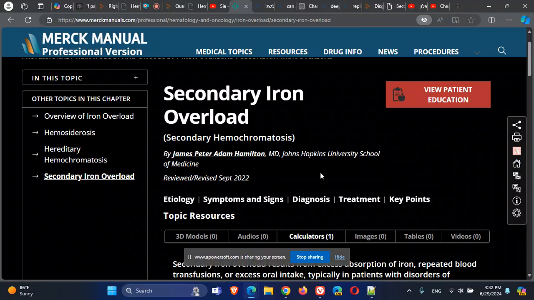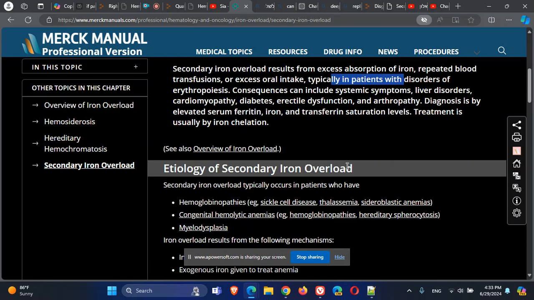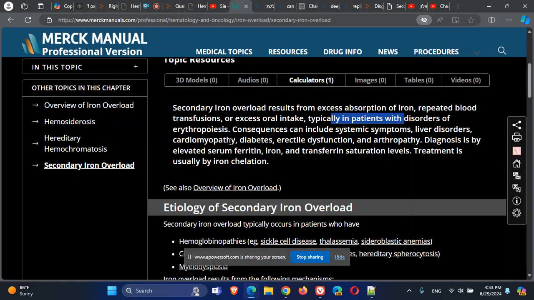To talk about secondary iron overload or secondary hemochromatosis. We talked about hereditary hemochromatosis, hemosiderosis, but now we will talk about secondary iron overload, namely someone who usually gets transfusion or something else for iron to get into his body. So, excess iron, repeated blood transfusion, oral intake, and we will see what are the causes that the patient needs a blood transfusion. But like iron overload in other diseases, there are consequences.